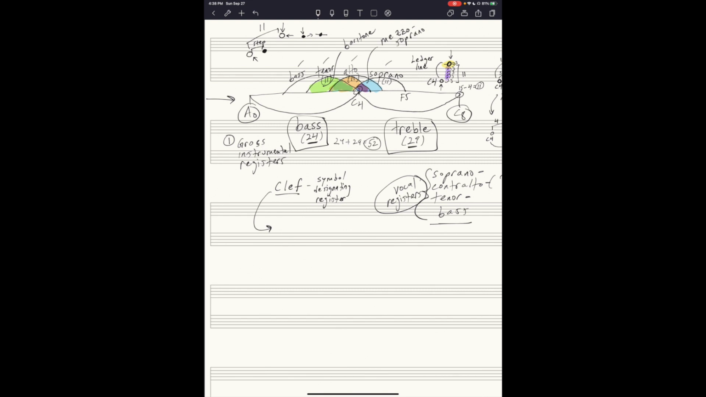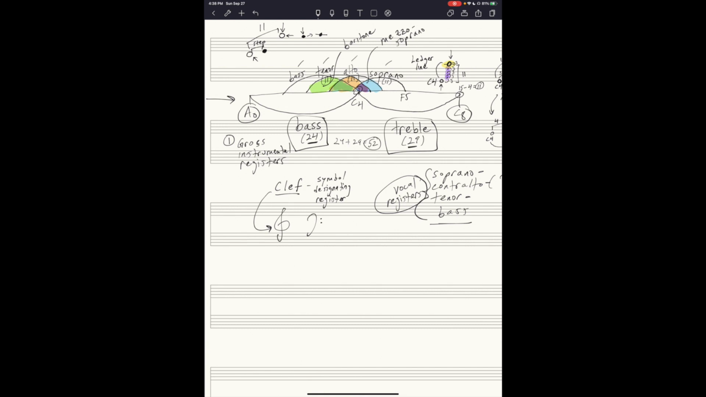So let's see. This is what a treble clef looks like. And what is the treble clef? Well, that's easy. It's a symbol designating the treble register, right? And that's the symbol. It looks like this. What about the clef that indicates the bass register? What does that look like? Well, that looks like this.